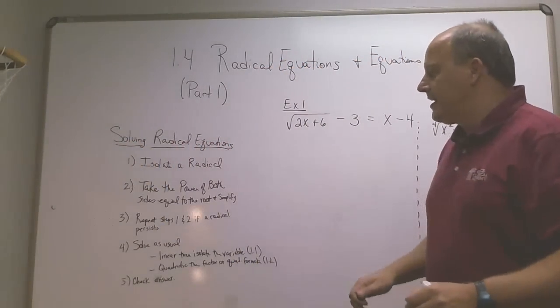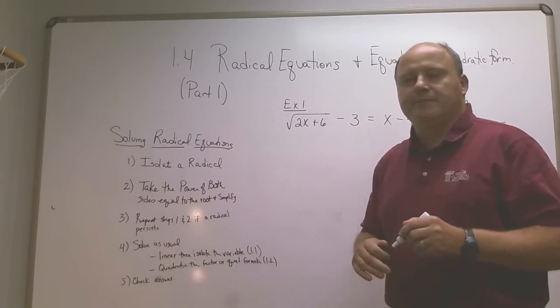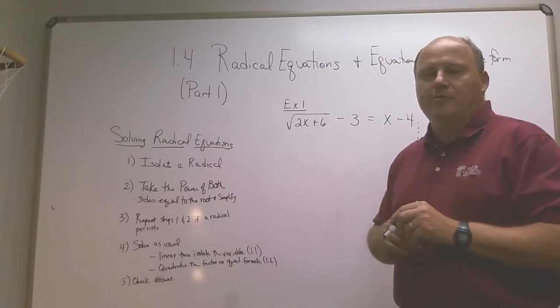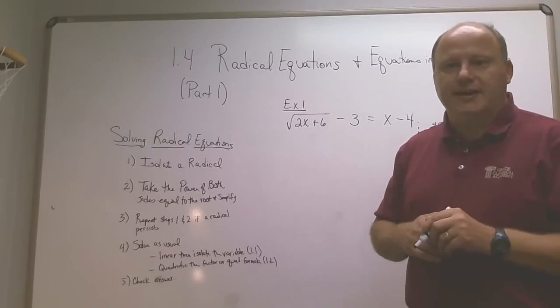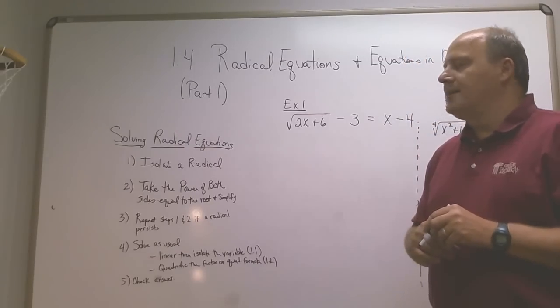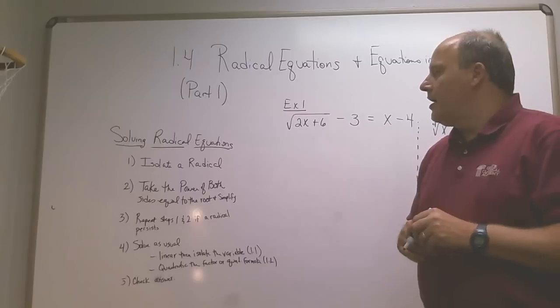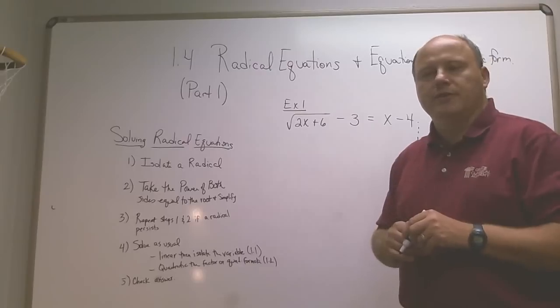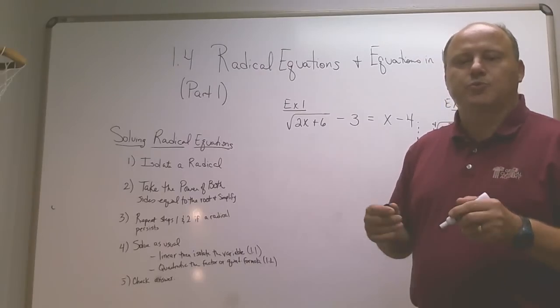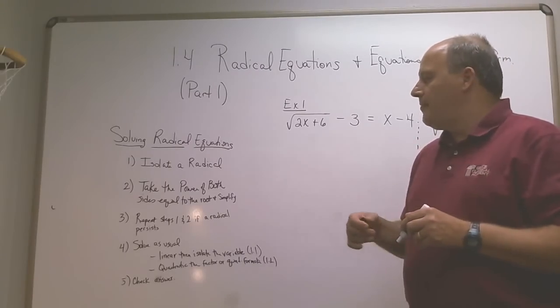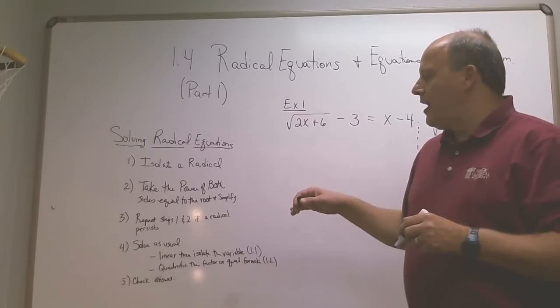Just like I did in class, I gave you these little steps on how to actually solve it. I know most people don't actually write notes in class, so I'll write it down here again. Number one, isolate a radical. Number two, take the power of both sides equal to the root and then simplify. So if it's a square root, you would square both sides. If it's a cube root, you would cube both sides. And then after that, you repeat steps 1 and 2 if a radical persists.